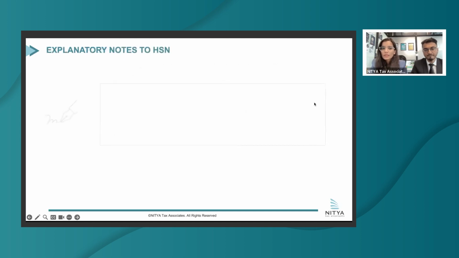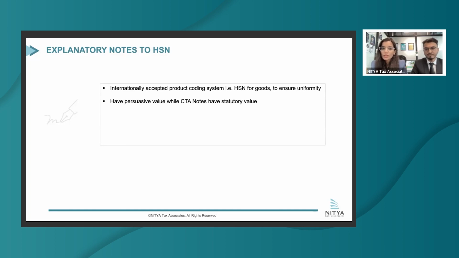So now, after discussing the relevance of section notes and chapter notes, the last thing that is most relevant in classification, and around which all the disputes are, is HSN explanatory notes. Now, what are HSN explanatory notes? These are an internationally accepted product coding system, that is HSN, so they have persuasive value. They are adopted globally and aid classification for all tariffs, like in other countries as well. Only the 8-digit classification changes with respect to country. Otherwise, 4-digit and 6-digit remain the same.